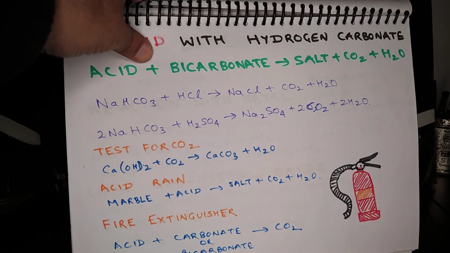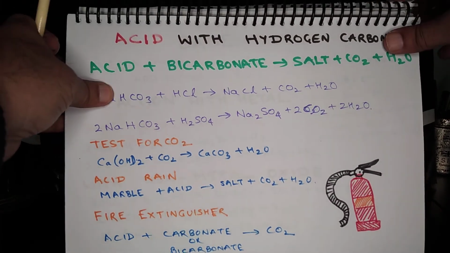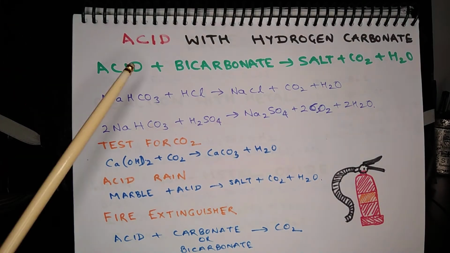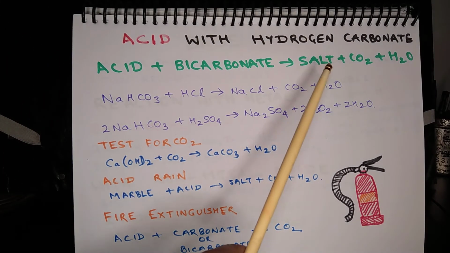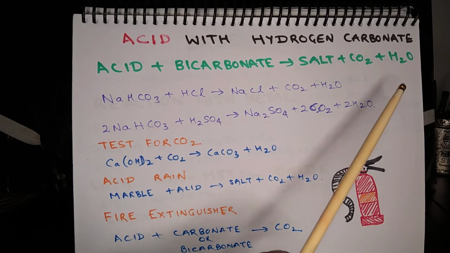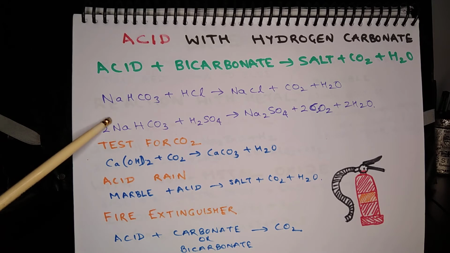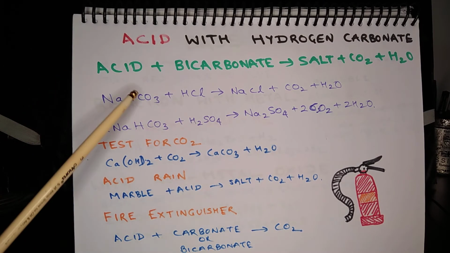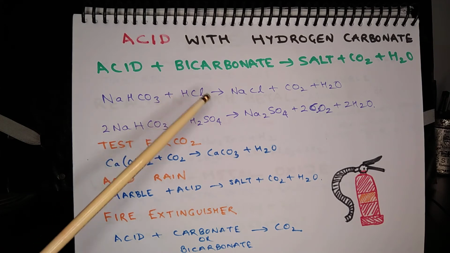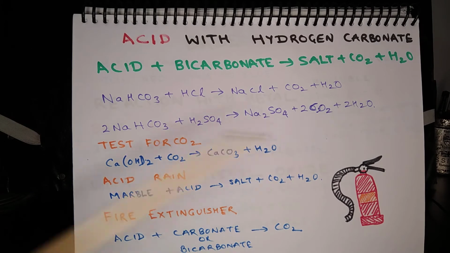When acid reacts with hydrogen carbonate, the reaction is same as the reaction with carbonate. Hydrogen carbonate is also called bicarbonate. So acid plus bicarbonate is equal to salt plus CO2 plus water. One example is the reaction of sodium bicarbonate with hydrochloric acid, that gives sodium chloride. So NaHCO3 plus HCl is equal to NaCl plus CO2 plus H2O.